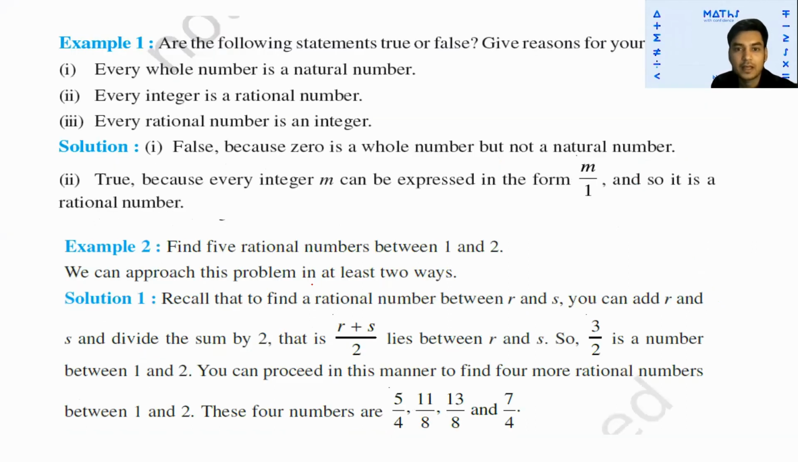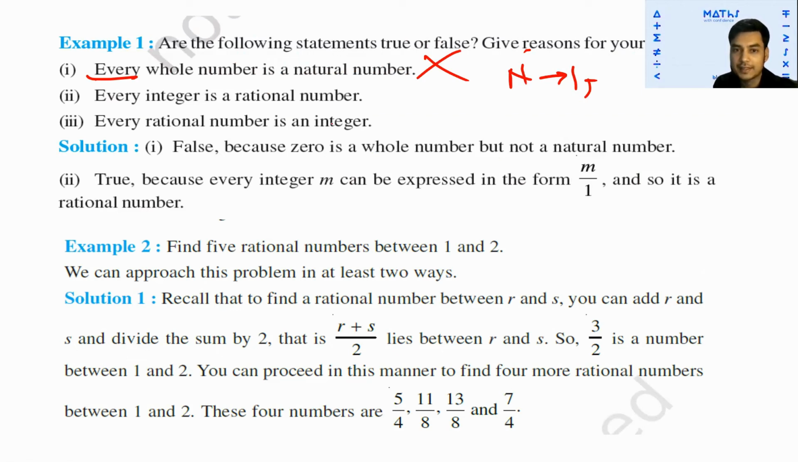Now, there are some examples given in your NCERT, so I will solve them also. Are the following statements true or false? Give reasons for your answer. Every whole number is a natural number. A whole number consists of 0 also, and 0 is not a natural number. Natural numbers start from 1: 1, 2, 3, 4, 5, 6, 7, 8. So no, this is false.